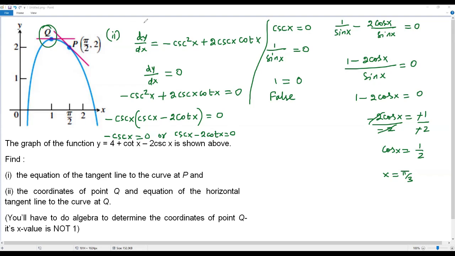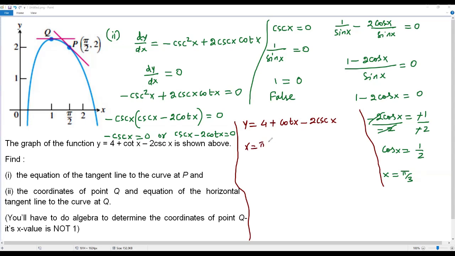Okay, so still I have to get the y coordinate of the point Q. How do I get the y coordinate of the point Q? For that, let's write the given function, that is y equals 4 plus cotangent x minus 2 times cosecant x. Now in this original function I have to plug in x equals pi over 3 to get the y coordinate of the point Q. So let's plug in x equals pi over 3. Then I'm getting y equals 4 plus cotangent pi over 3 minus 2 times cosecant pi over 3. So y equals 4 plus.